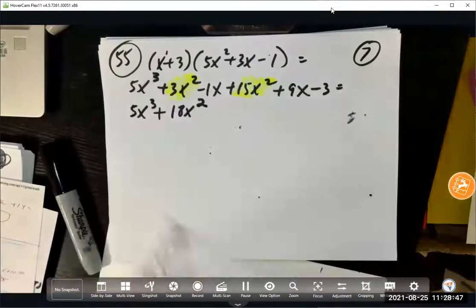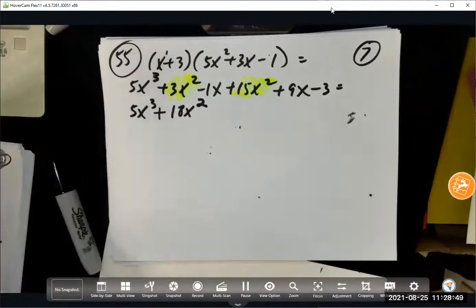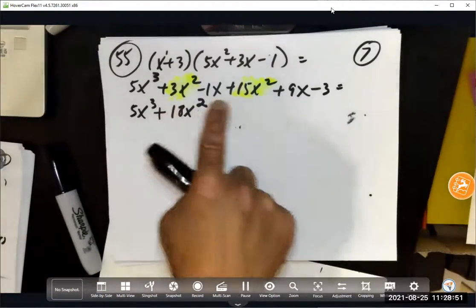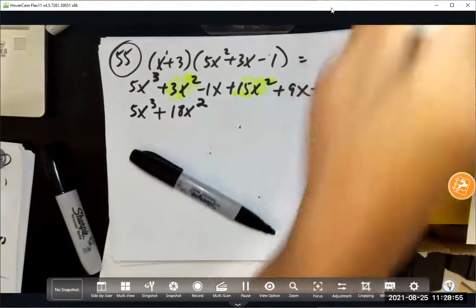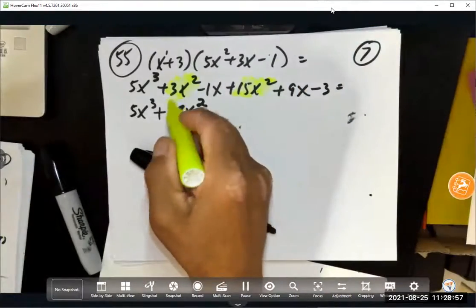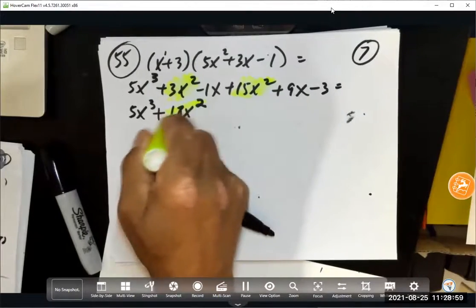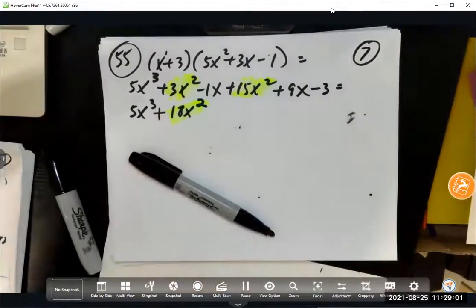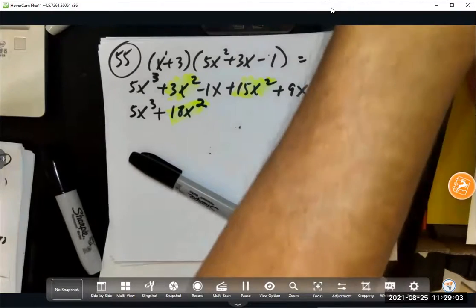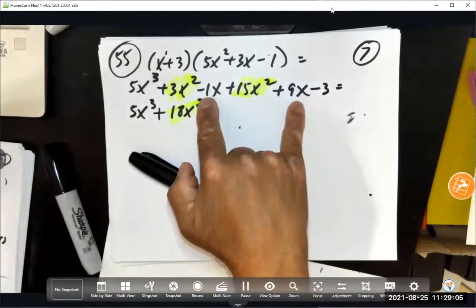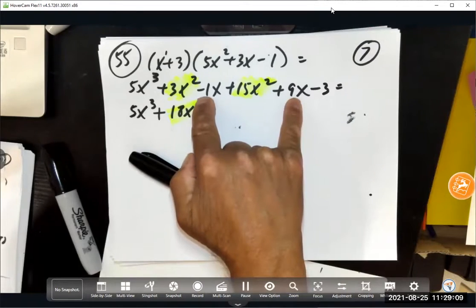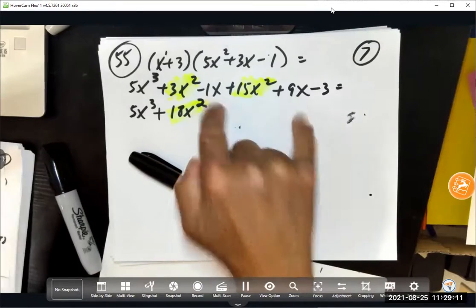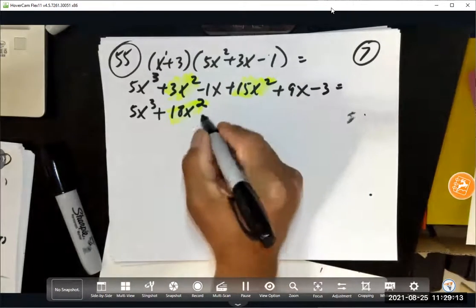So back to this problem here. So x squares and x squares is still going to be x squares. So there's our answer right there. Okay. So now the next one. Can I put the 9x and the negative 1x together? How much is that? Positive 8x. Just regular 8x, okay?